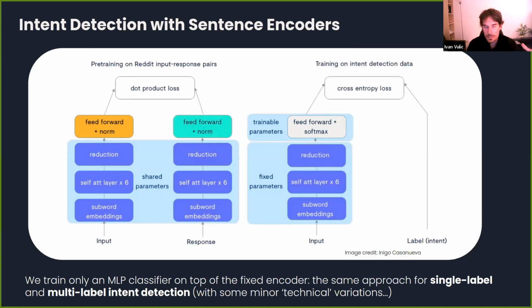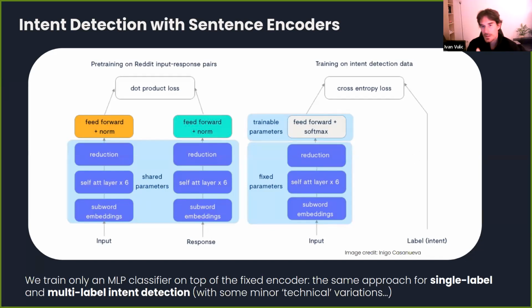So previous solutions to the problem typically took large pre-trained models like BERT, Roberta, and then fine-tuned all the parameters of the model to intent detection. And this feature-based approach, where we just have a fixed encoder that doesn't get fine-tuned, and we just learn parameters of the MLP classifier, brings us a lot of efficiency in the approach.